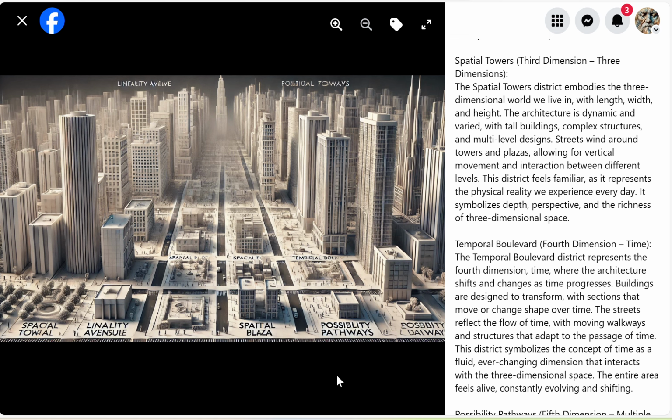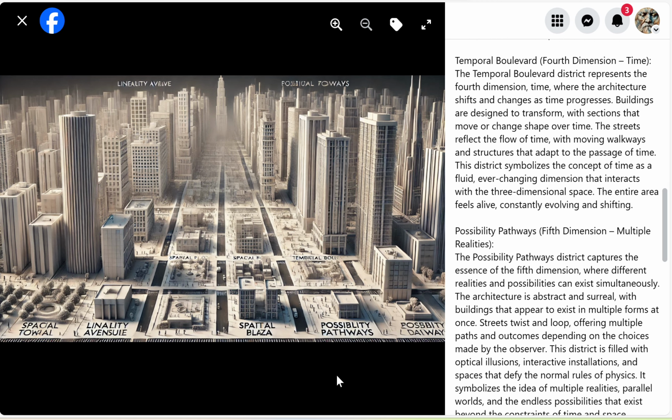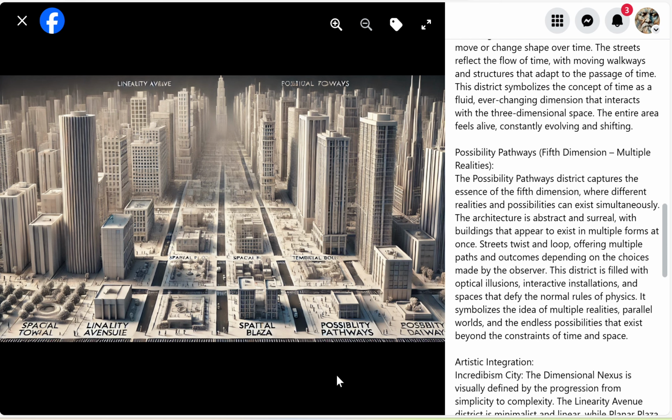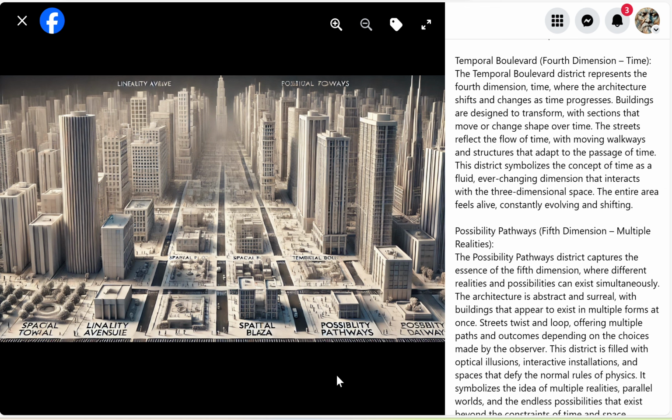4. Temporal Boulevard, fourth dimension, time. Architectural concept. The Temporal Boulevard district pushes the boundaries of the third dimension by incorporating the flow of time. Buildings are in constant flux, with parts of the architecture transforming, extending, or retracting at different times of the day or year.